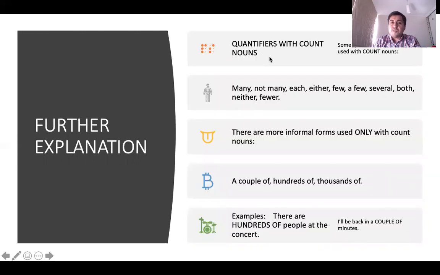Now let's continue with quantifiers with countable nouns. Some quantifiers can be only used with countable nouns. They are many, not many, each, either, few, a few, several, both, neither, and fewer. Also, we have more informal forms used only with countable nouns, and they are a couple of, hundreds of, thousands of. For example, there are hundreds of people at the concert. I'll be back in a couple of minutes.